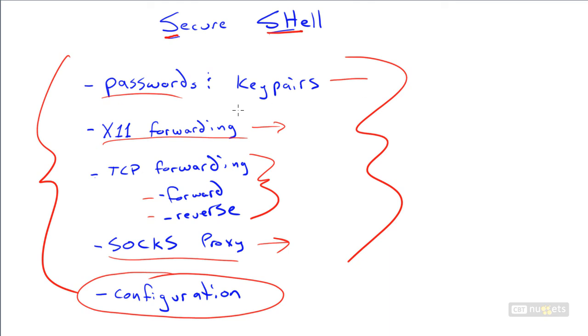We covered password and key pairs. We briefly looked at X11 forwarding with that XEyes program I showed you. TCP forwarding, reverse and forward, it's confusing. I urge you to watch this nugget a couple times if it didn't quite make sense, and then play with it a little bit on your own server. We talked about the SOCKS proxy. We actually talked about these two together. SOCKS proxy is just a way to tunnel your web traffic through a remote server. And then lastly, we talked about configuring the SSH daemon on our Ubuntu server.